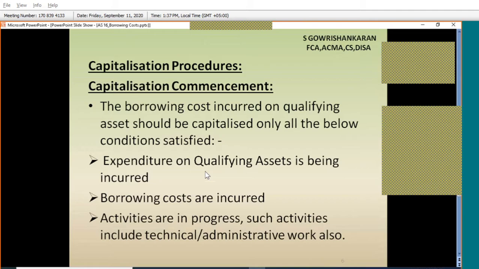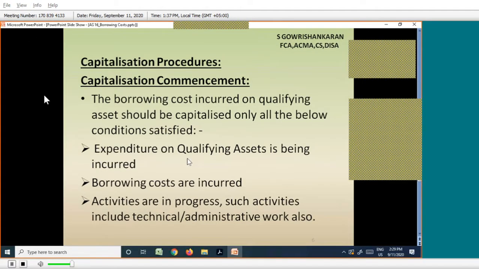Okay? What is the third one? Such activities include technical and administrative work also. The thing is, you should do your construction. You should not keep it idle. Next 2 years, I'm not going to construct, I'm going to close temporarily, and after 2 years only I'm going to construct. Then capitalization is not allowed. Activities in progress means you are doing something. You are daily putting some bricks and cement, all those things, and you are starting your construction. That is activities in progress. Okay.